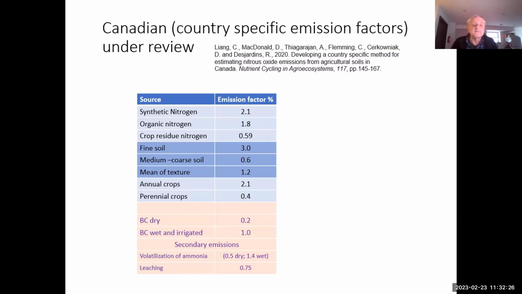And then I have some BC figures, which is just a universal BC N2O emission factor for dry areas, the interior, and for wet areas and irrigated land, it's 5 times higher, but still only at 1. And then there's the secondary emissions, which for BC are 0.5 on dry areas and 1.4 in wet areas, and 0.75 for leached nitrogen, and that's as a percent.